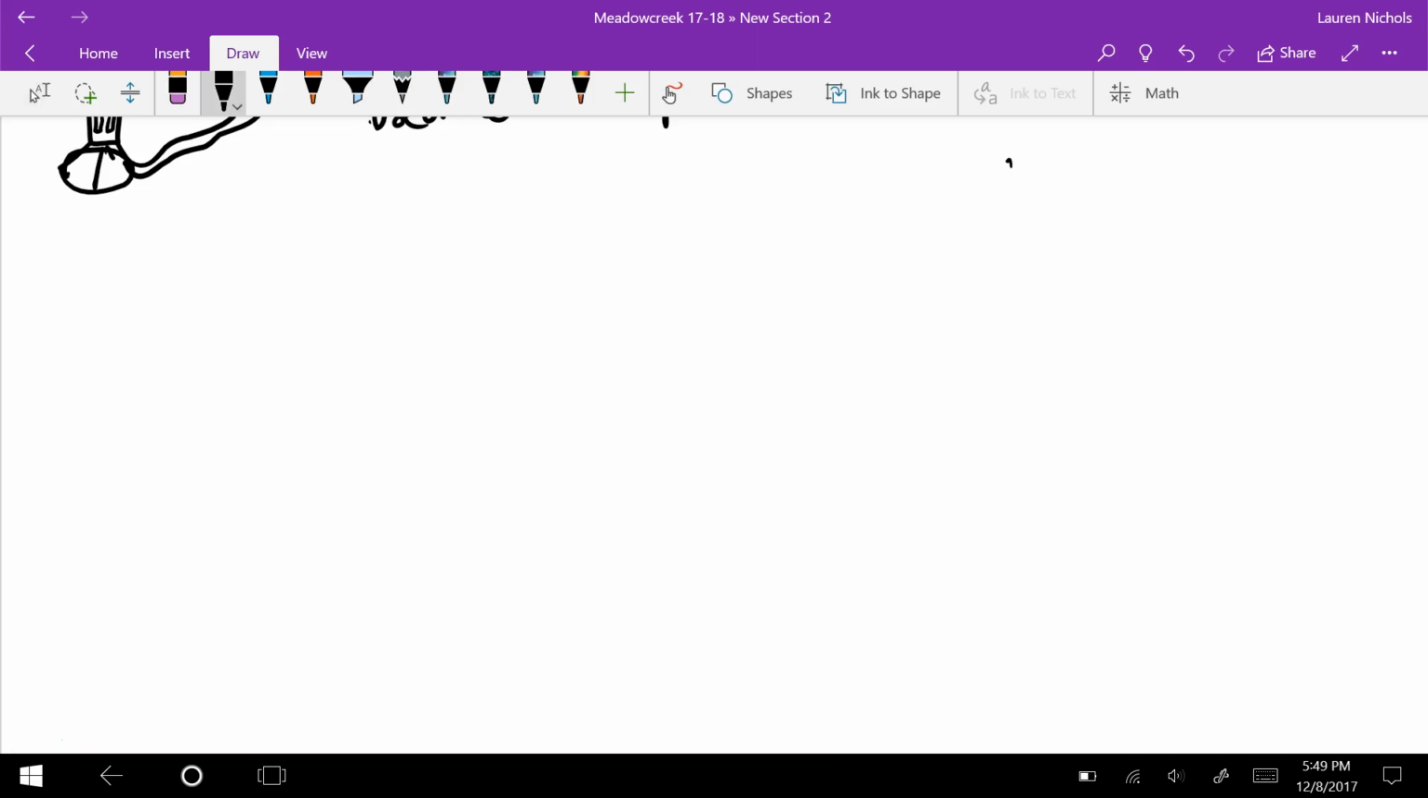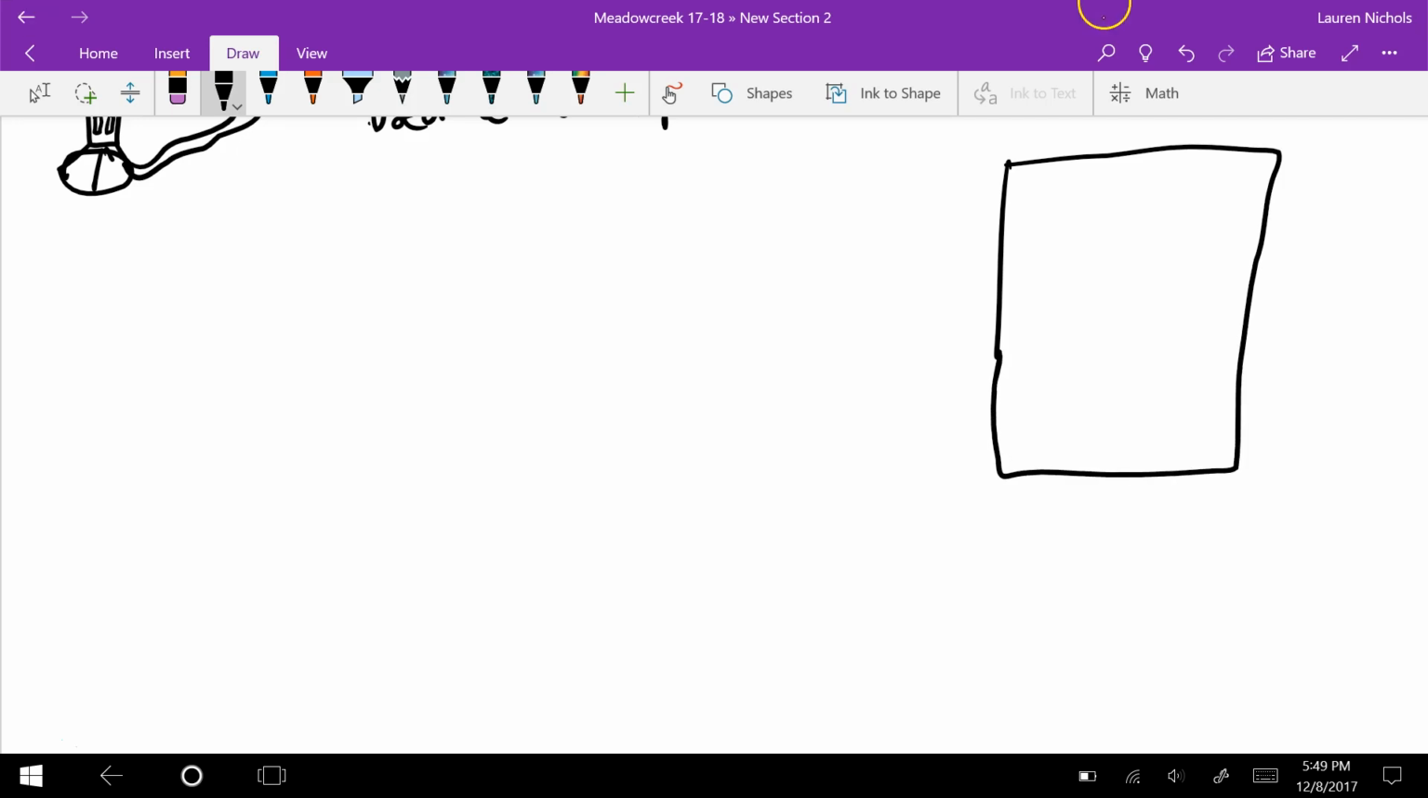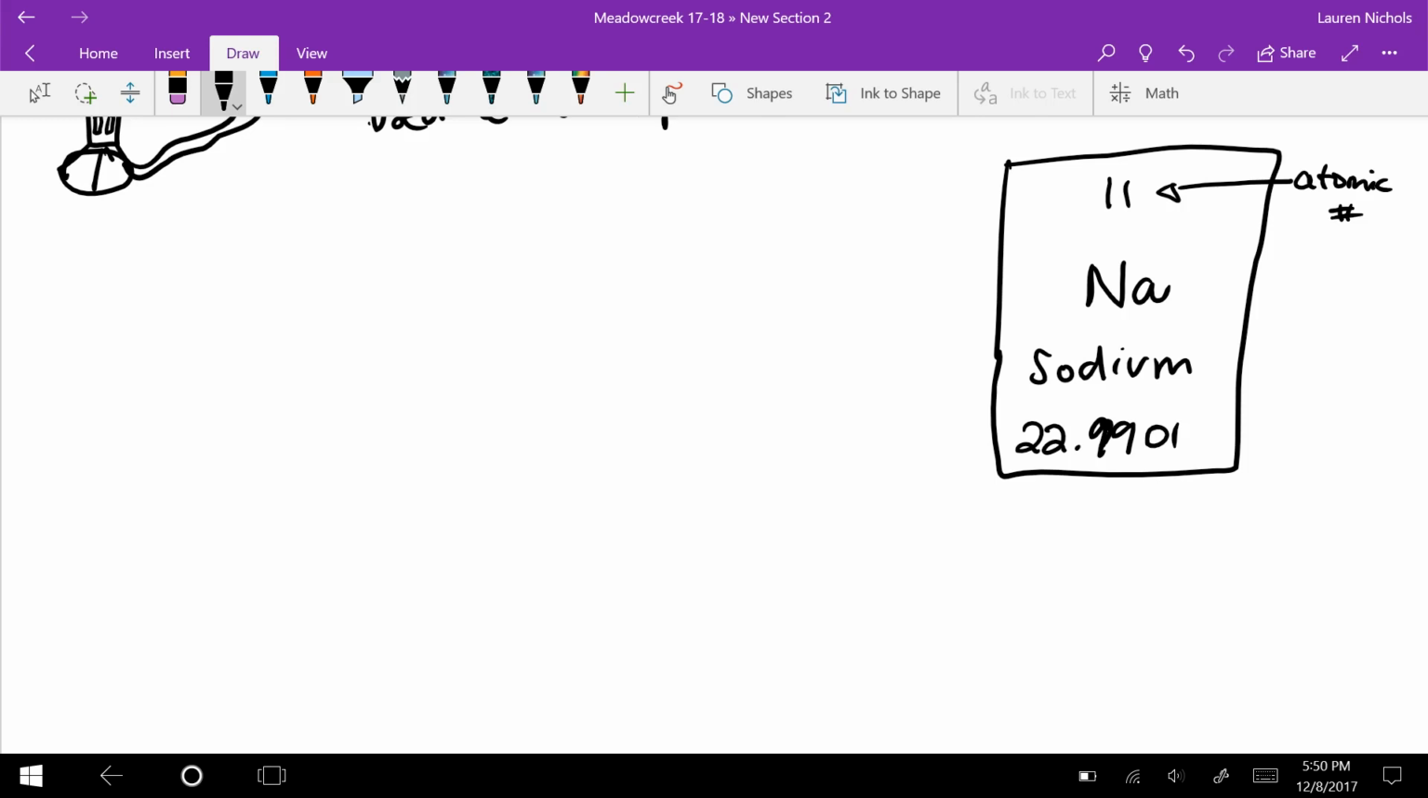So let's do a basic atomic review. If you're looking at any box on the periodic table, especially something like, let's just do sodium, for example. That was one of the ones we did in the lab. It's number 11. It has an average atomic mass of 22.9901, I believe. And this is what its little box looks like. We know that this number is the atomic number, which is also the number of protons.